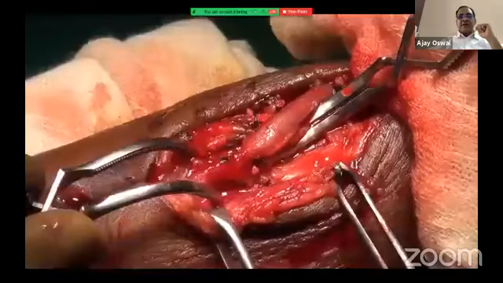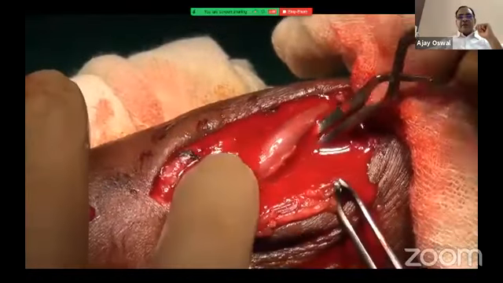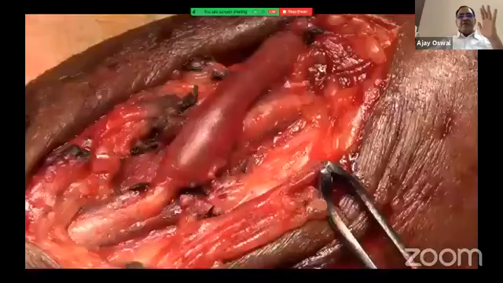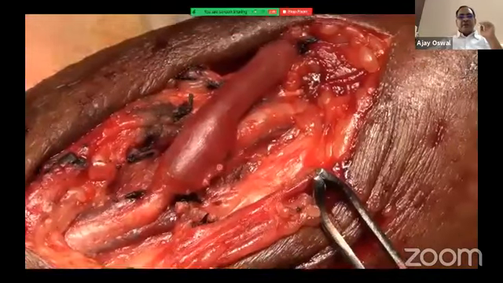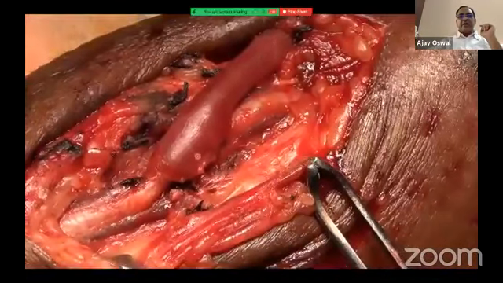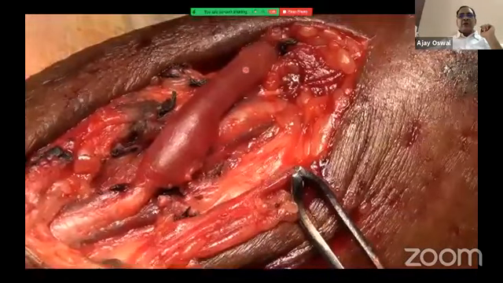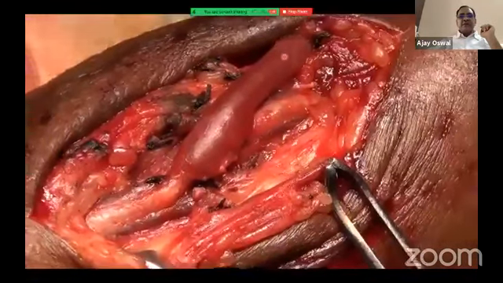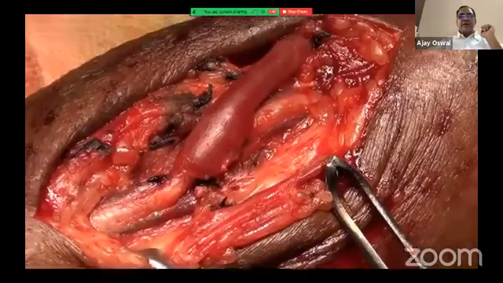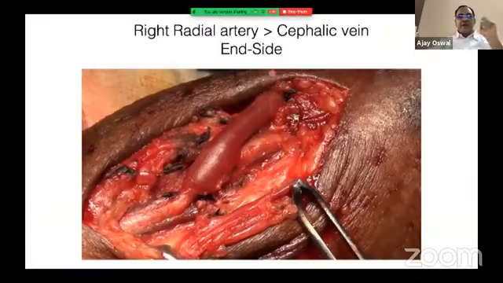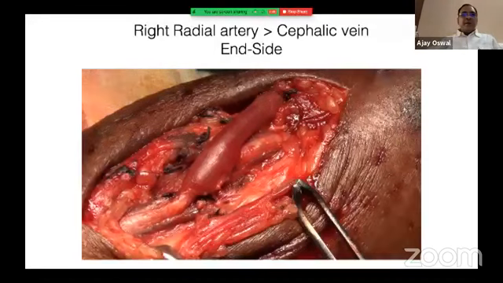The clamp is released. Even though there is some bleeding, a compression is enough to control that bleeding. See the lie of this vein. It is without any tortuosity, without any turn, without any twist, and blood is seen spurting through the cephalic vein, and the radial artery was pulsating nicely. So that was the demonstration of end to side radiocephalic anastomosis.